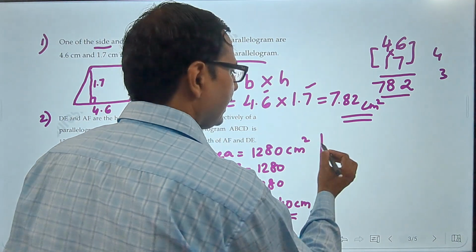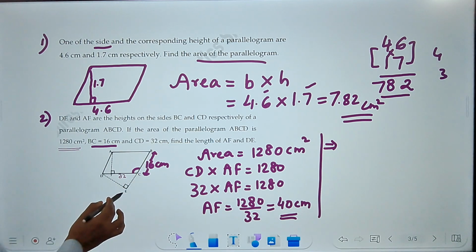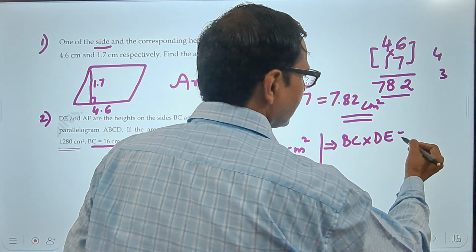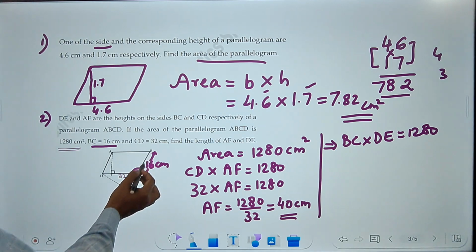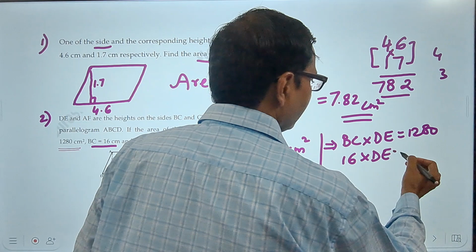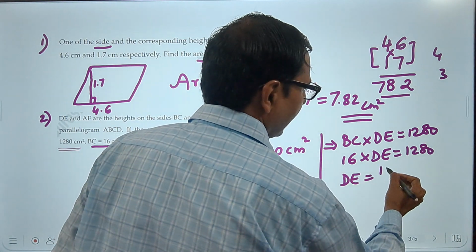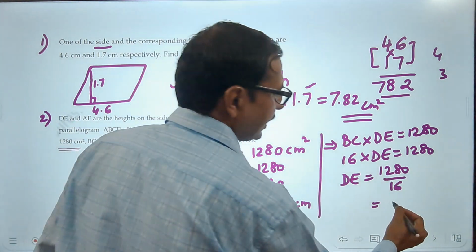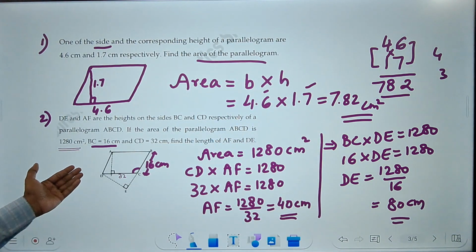So from here, the area step. Now I will write area as BC times DE. The area is already given in the question, 1280. So plug in the values whichever you know. BC is 16, so 16 times DE will be 1280, and therefore the value of DE will be 1280 upon 16. 16 goes exactly 80 times, so 80 centimeters will be the length of this altitude DE.